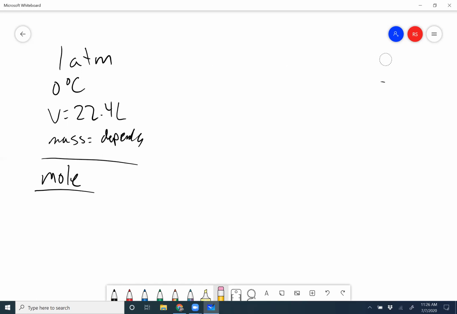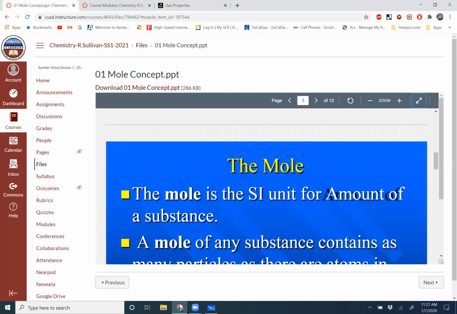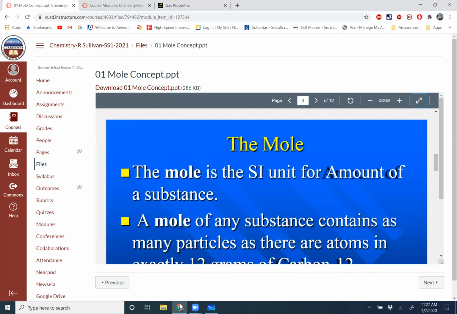John Dalton starts doing his work with the definition of the atom, and that is where we enter in our little PowerPoint here, where it talks about AMU.